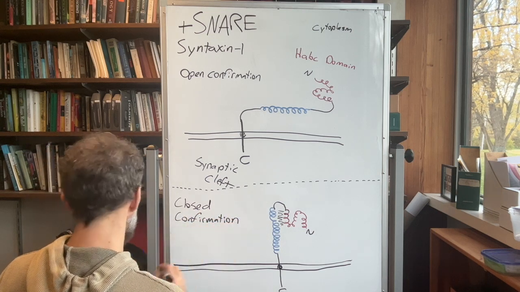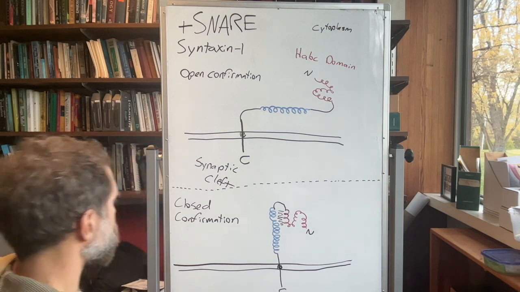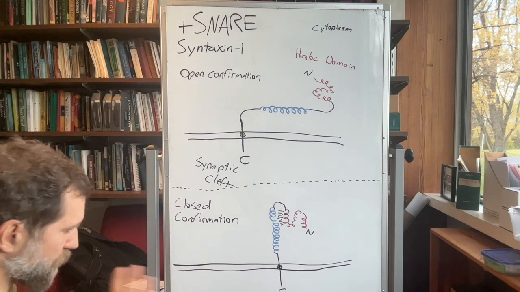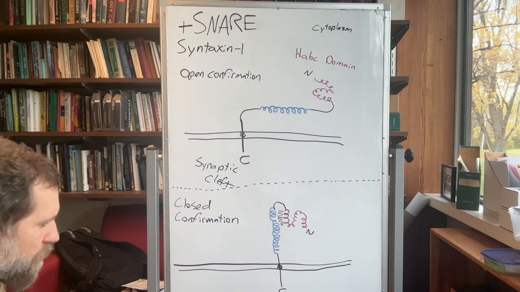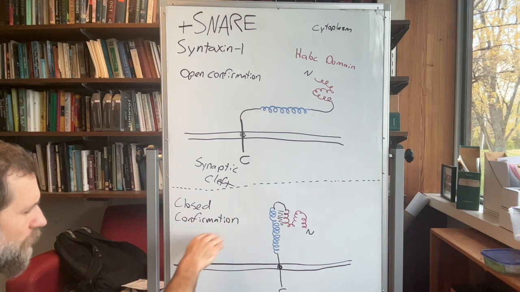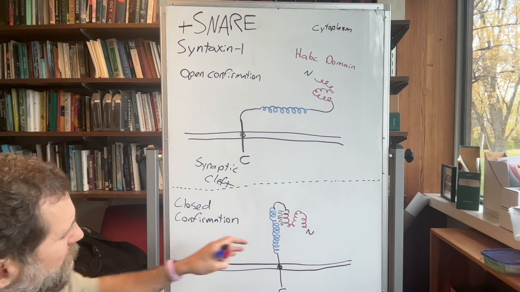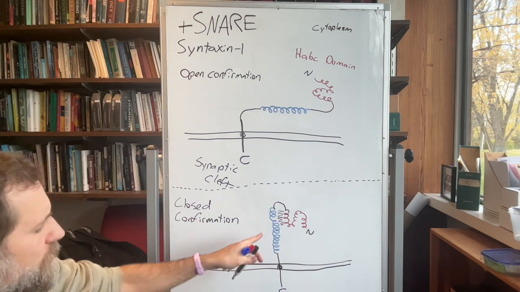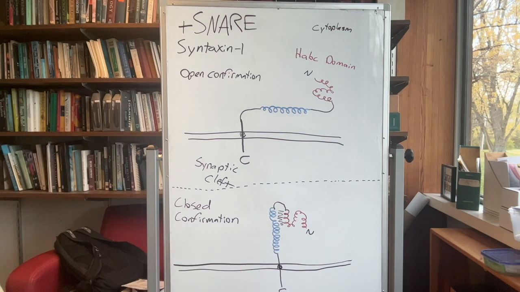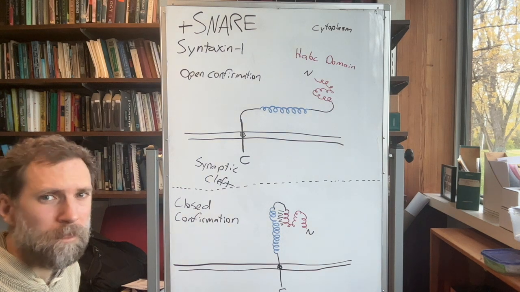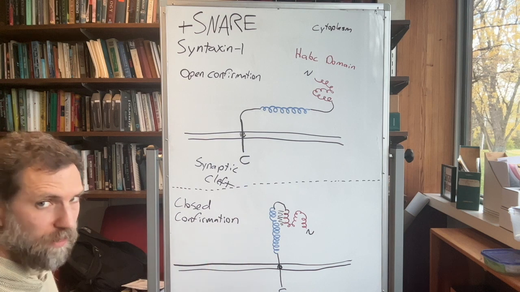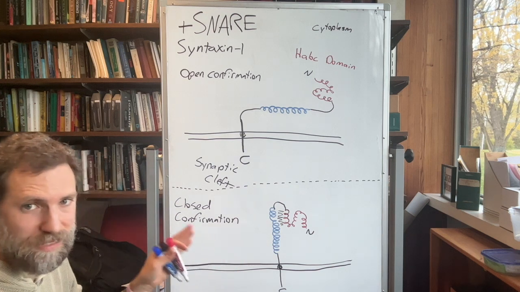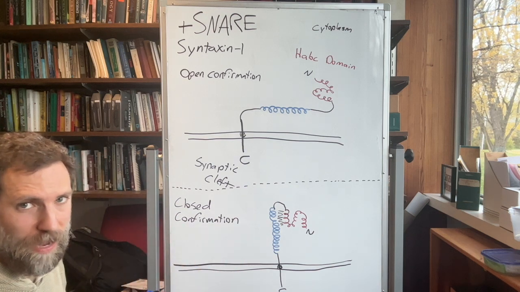Right? And conformation is just a word that we use to denote the specific shape of the protein. So you can have the same protein that exists in multiple different forms, multiple different conformations. So this is the closed one. So this snare motif is inaccessible. No other snare motif can come in and zipper with this because the HABC domain is in the way.